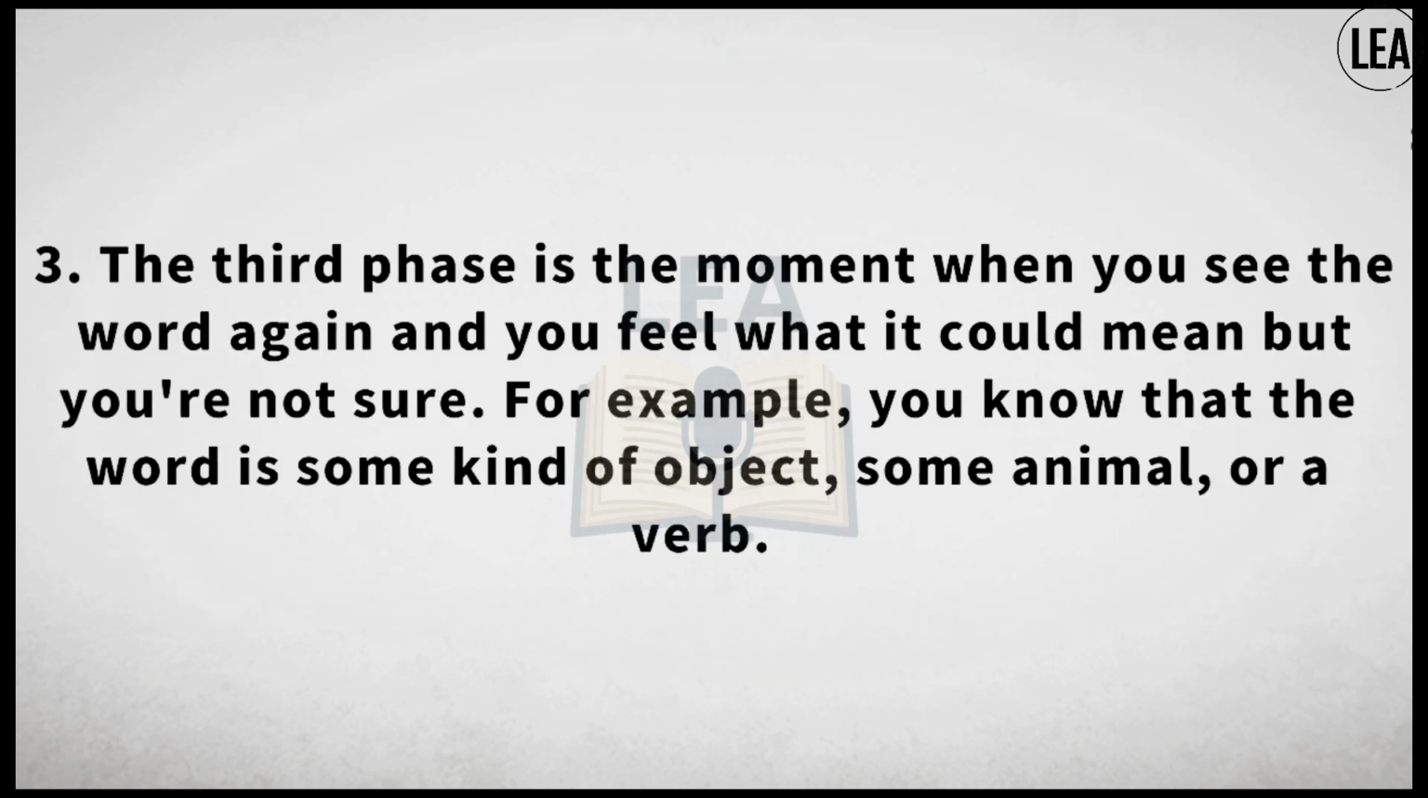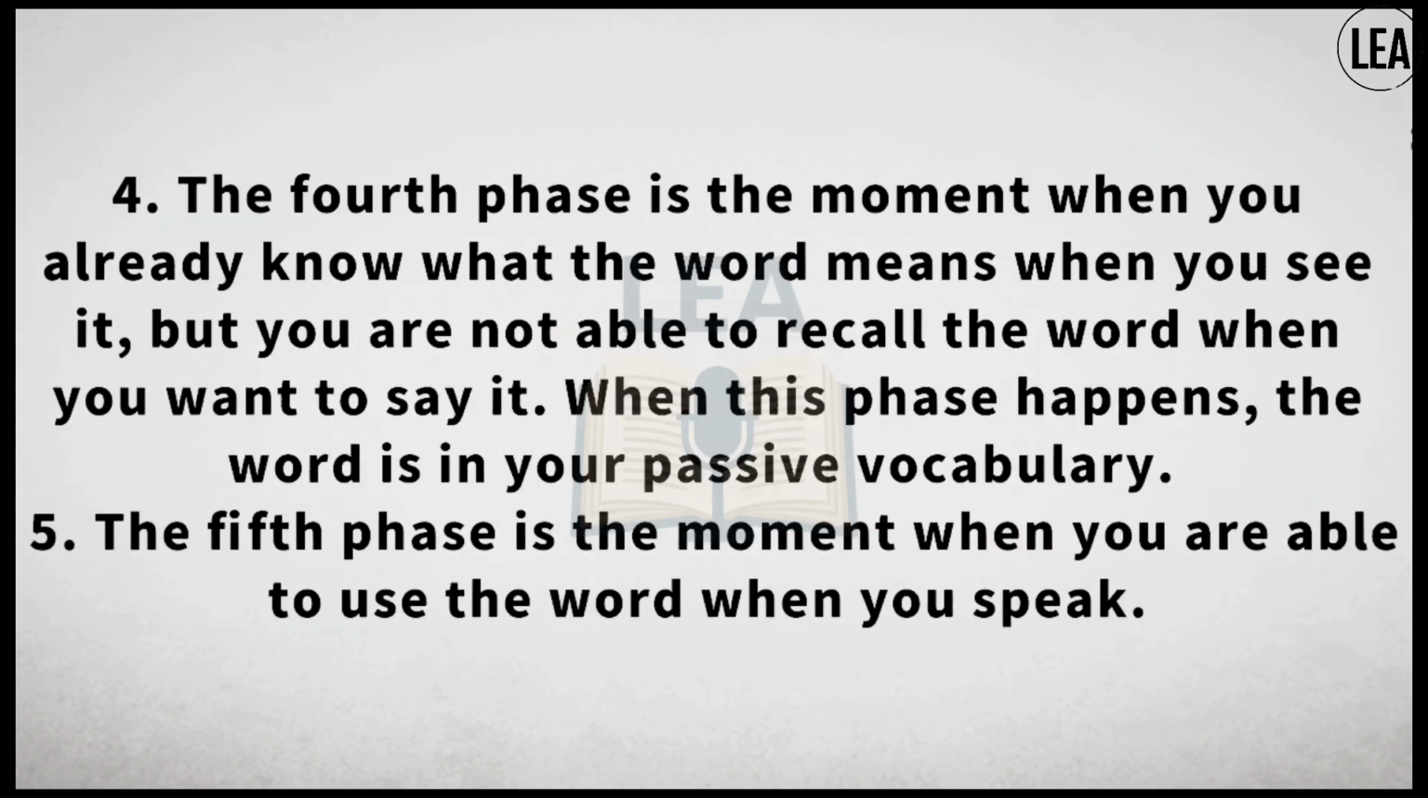3. The third phase is the moment when you see the word again and you feel what it could mean, but you're not sure. For example, you know that the word is some kind of object, some animal, or a verb. 4. The fourth phase is the moment when you already know what the word means when you see it, but you are not able to recall the word when you want to say it. When this phase happens, the word is in your passive vocabulary. 5. The fifth phase is the moment when you are able to use the word when you speak.